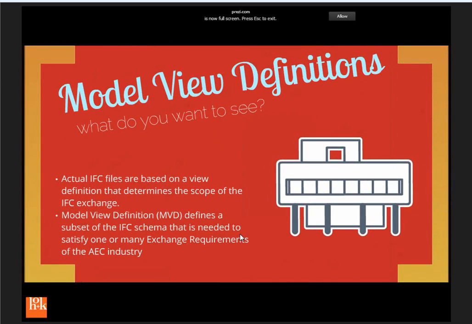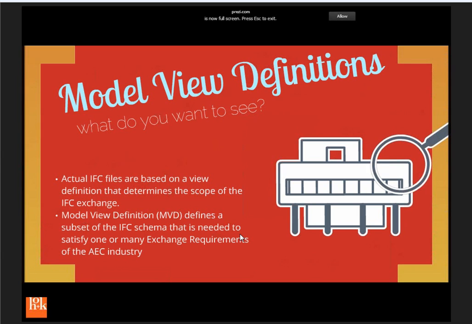So the second part of that is what we call the model view definitions, and all that is, it really answers the question: what do you want to see? If you can imagine the IFC schema, it can contain anything you can possibly put in a building information model, right? It's down to analytical data, to operations and management data, design data, whatever. We don't all need all of that every time, right? So model view definitions help define exactly what subset of the schema is needed to satisfy that exchange requirement.